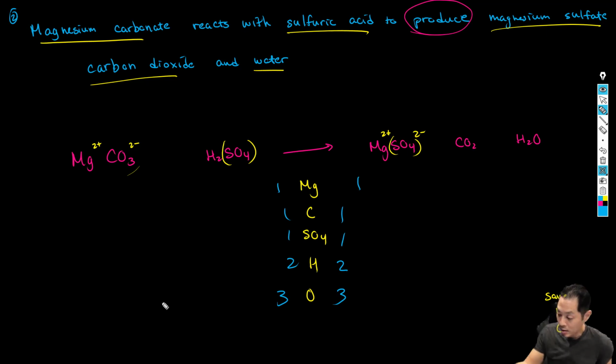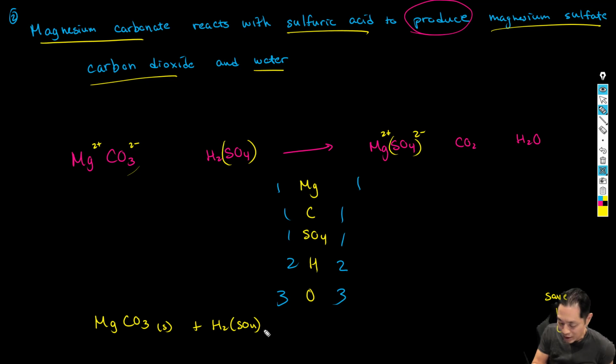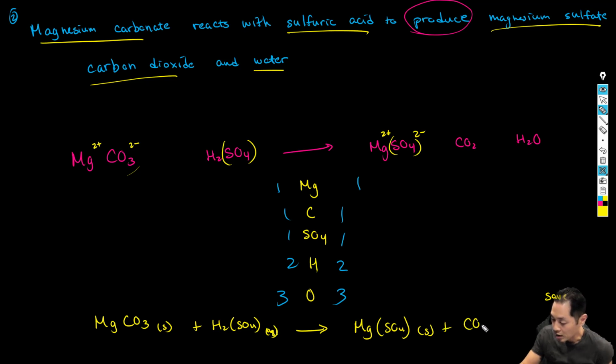We just have to rewrite it. In my last problem, I forgot to write solids and liquids or aqueous. So I'm going to try my best doing it this time. MgCO3, I believe this is just a solid, because it says magnesium carbonate reacts with sulfuric acid. H2SO4, since it's an acid, most likely is aqueous, which just means that it's dissolved in water. And then you have magnesium sulfate, most likely solid, carbon dioxide, which is a gas, and water, which is liquid.